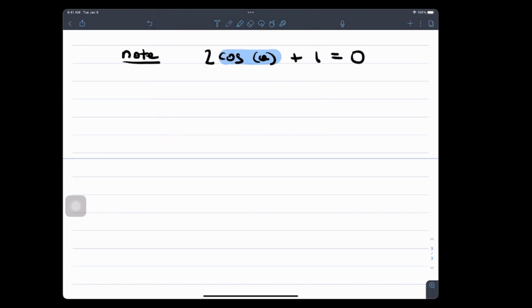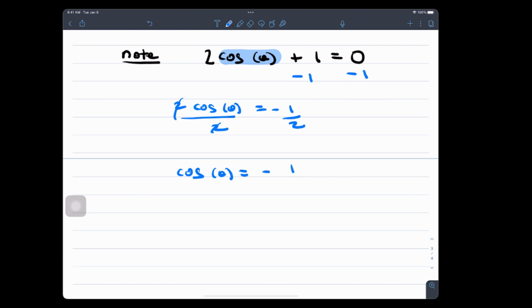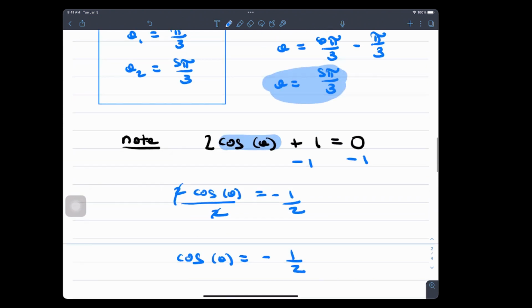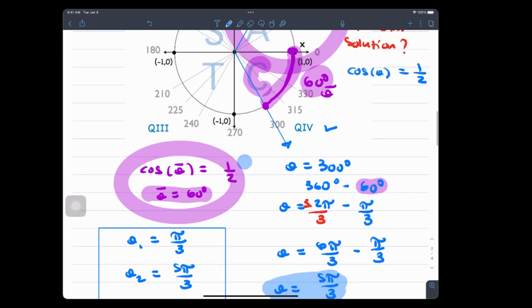Solve for cosine theta. You get 2 cosine theta by subtracting 1 is negative 1. You divide both sides by 2, what do you get? Cosine theta is negative what? 1/2. Now, the reason I bring up this problem is because it's related to the one we just did here.